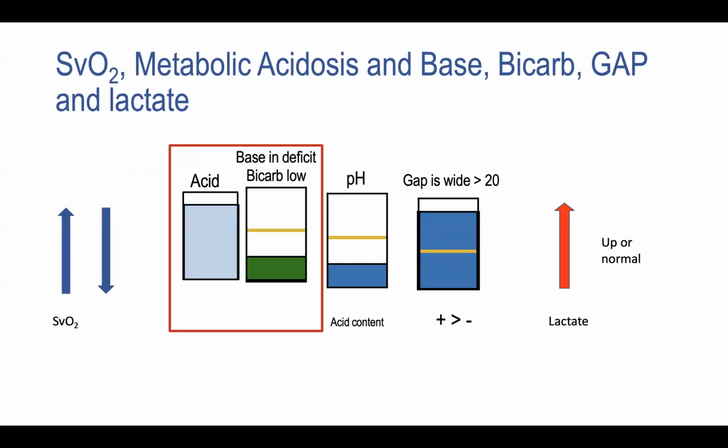So this very simple cartoon just reminds us that we don't really measure hydrogen ion, which is metabolic acid. But as that goes up, you will see the reduction in base and the bicarb will drop.